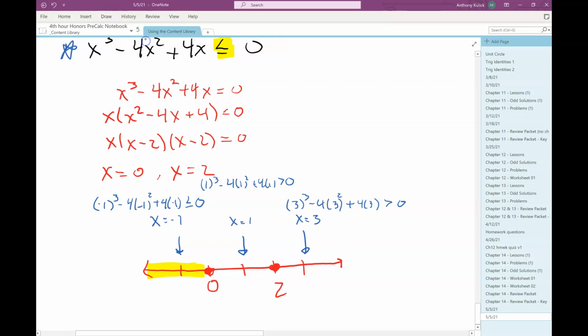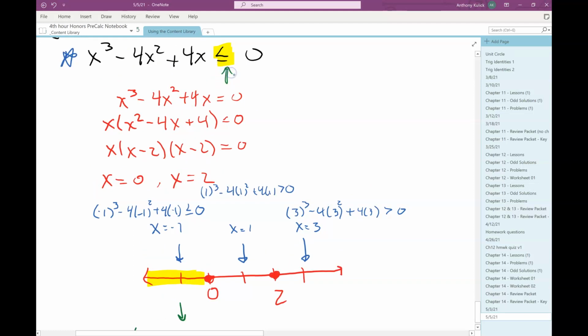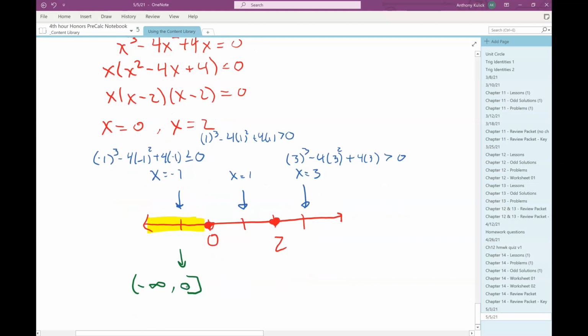So this piece is negative infinity to 0. Should that 0 be a bracket or a parenthesis? Bracket, because it's an or equal to inequality. And there's a little bit more. What else do I have to include? Well, this section is positive, so it's nothing from there. And this section is positive, so it's nothing from there. But this value right here gives us 0, right?